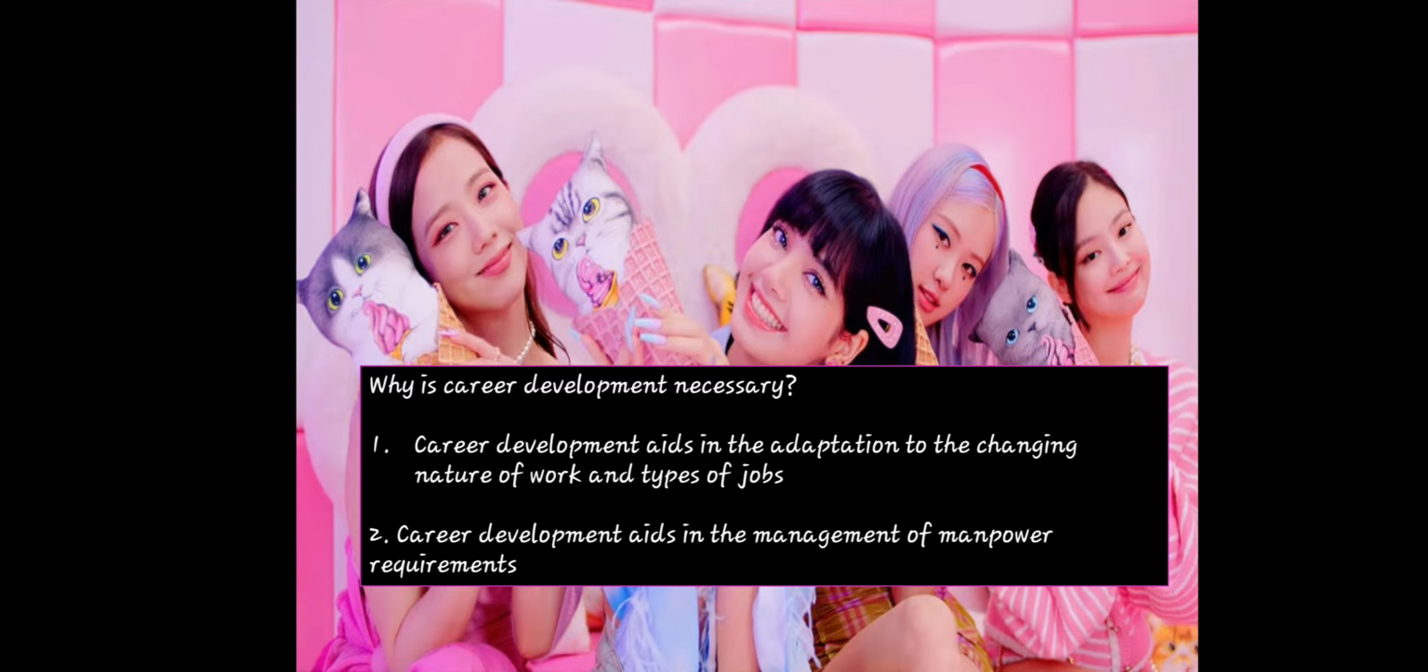These are the reasons why career development is necessary. This is the reason why you need to know what career development is. This is the reason why you need to know the stages of career development. For you, for us, or for you someday, you can use these strategies, these stages, on how you can develop your own career. So with that, let's proceed to another slide.